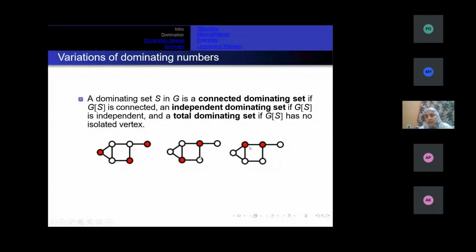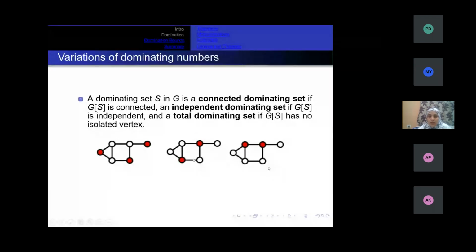This connected dominating set parameter, minimum cardinality, we call it the connected domination number, and we denote the connected domination number as gamma of C, and the number is 2. See, we have two vertices in this dominating set, so the domination number will become 2. That is, gamma of C will become 2.